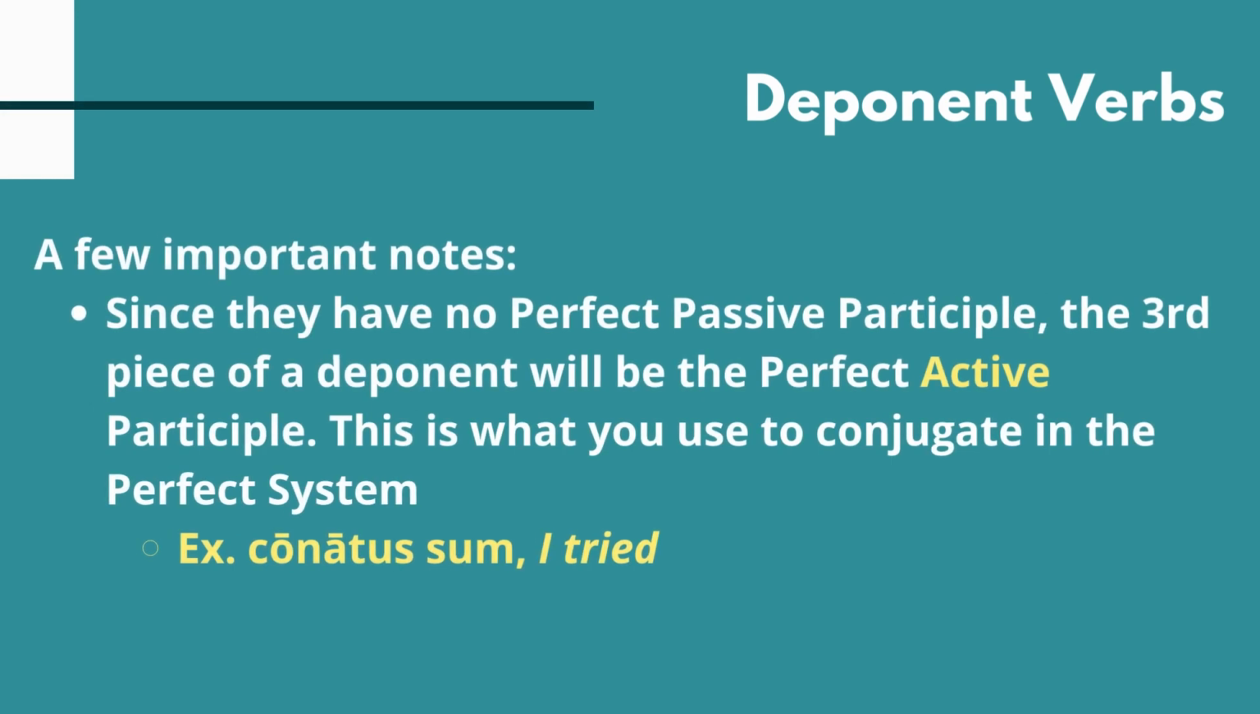So if we keep going, here's another note. Since they have no perfect passive participle, the third part of a deponent verb is actually what we call the perfect active participle. And this is what you're using for the perfect system. So again, conatus sum, I tried, just translate it actively. That's really the idea.